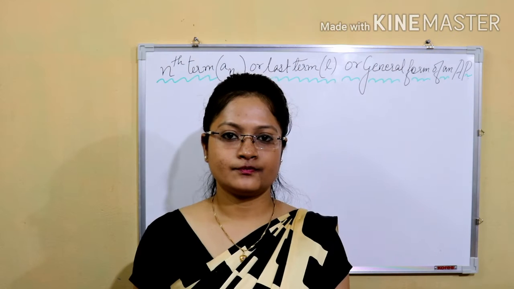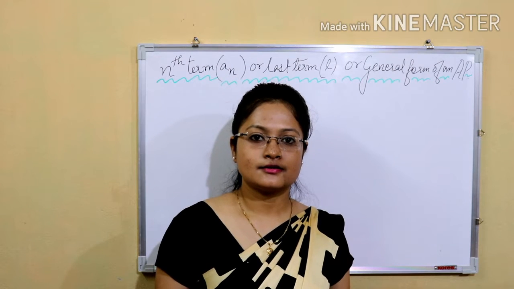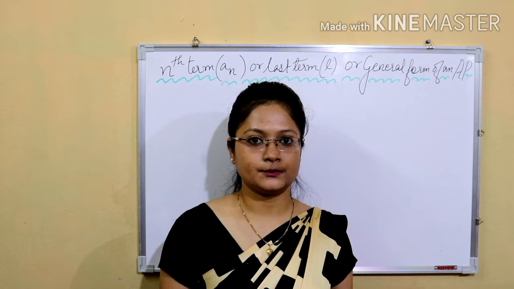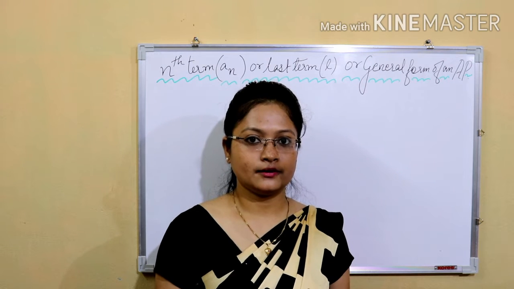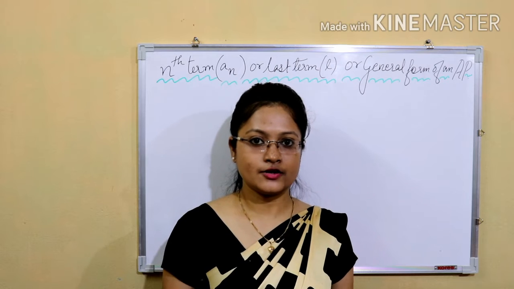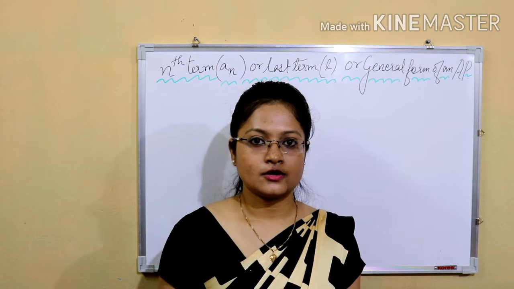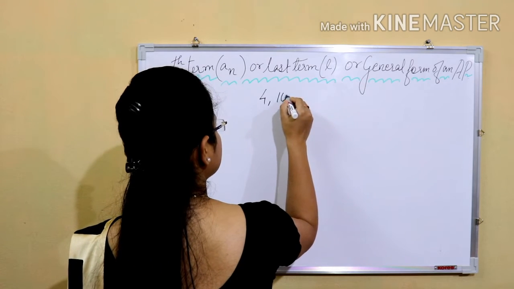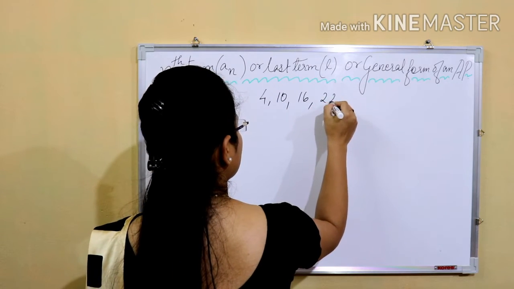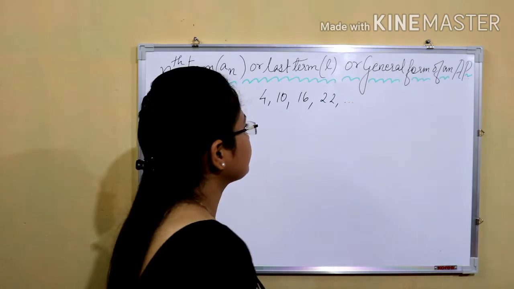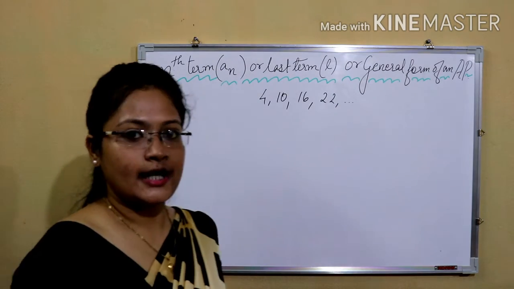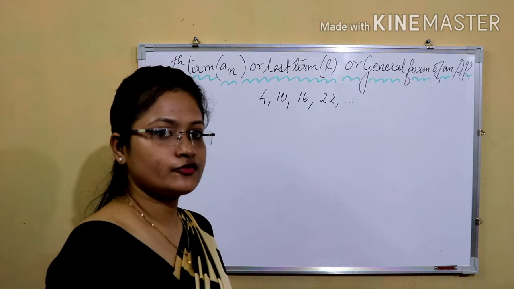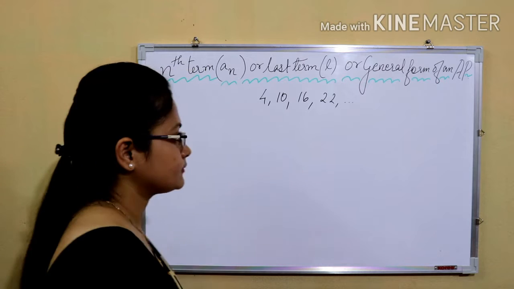Welcome everyone. Today's topic is nth term or last term or general form of an AP. Before starting this topic, let us recall whatever we have understood till today. If I take an example, suppose 4, 10, 16, 22. This is an AP which I have written here, and we know how to find out the first term and the common difference.